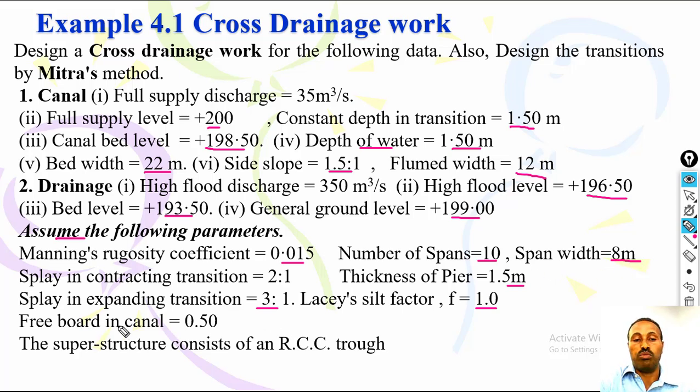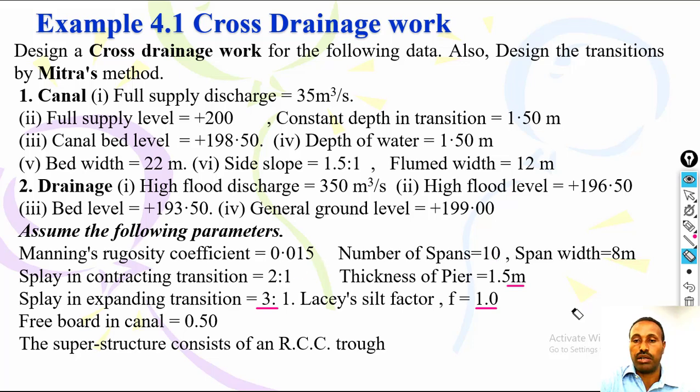So freeboard in canal 0.5 and the superstructure consists of reinforced cement concrete trough. So these are the given parameters. Now let's just go to the solution. Let's go to the solution. Having this in mind, now we will rush to the salient steps for this problem.